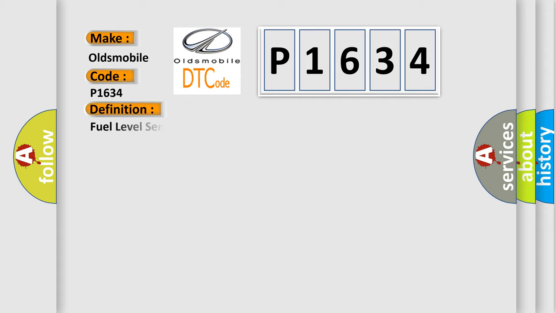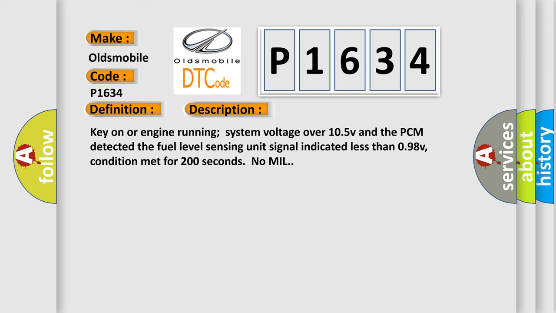The basic definition is fuel level sensing unit low input. And now this is a short description of this DTC code. Key on or engine running, system voltage over 10.5V, and the PCM detected the fuel level sensing unit signal indicated less than 0.98V, condition met for 200 seconds, no MIL.